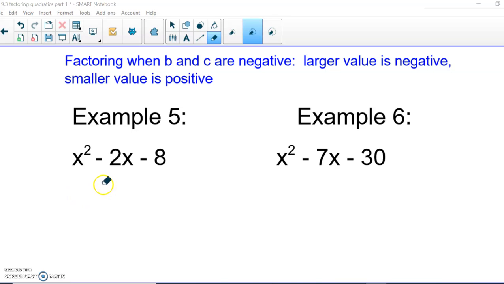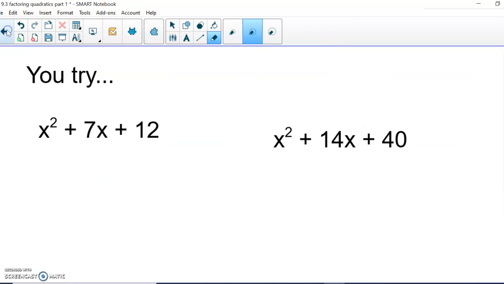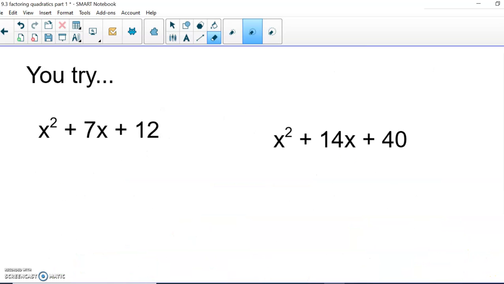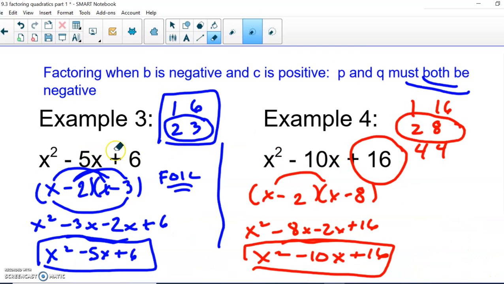This is Algebra 1, Lesson 9.3, Factoring Quadratics. So in our last lesson, we talked about factoring a quadratic, and we started with two positives, and we were looking for two numbers that multiply together to give us the third term, and when we add them, we get the second term. And then we changed it, and we said, what if the third term is positive and the second term is negative? Then that means we're multiplying two negatives together.